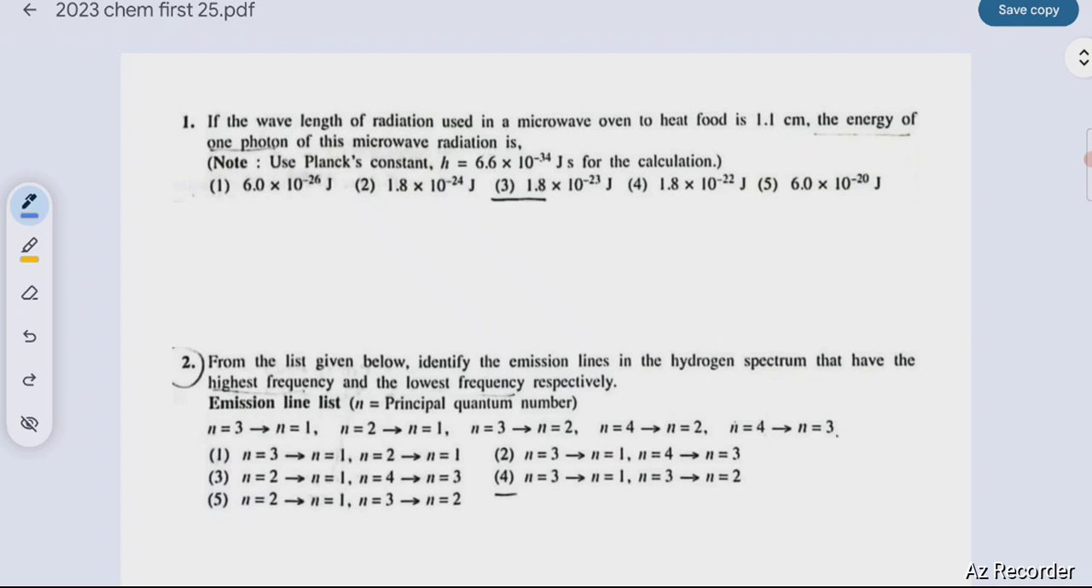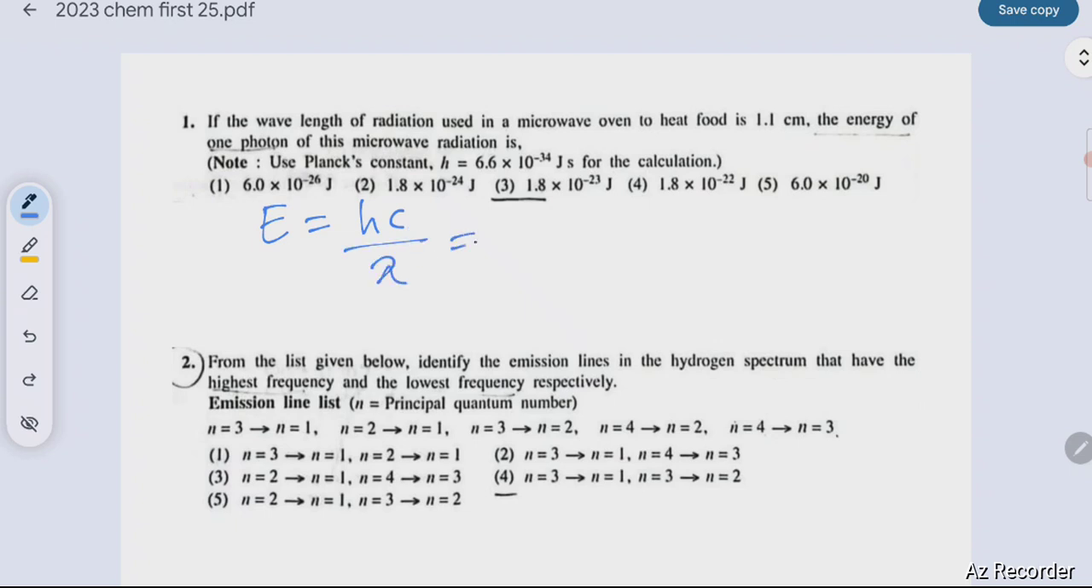Right, the first question: if the wavelength of radiation used in a microwave oven to heat food is 1.1 centimeter, the energy of one photon of this microwave radiation is. And they have given the Planck's constant as 6.6 into 10 to the power minus 34. Right, so what is the equation to calculate the energy of one photon? That is E equals hc over lambda equation.